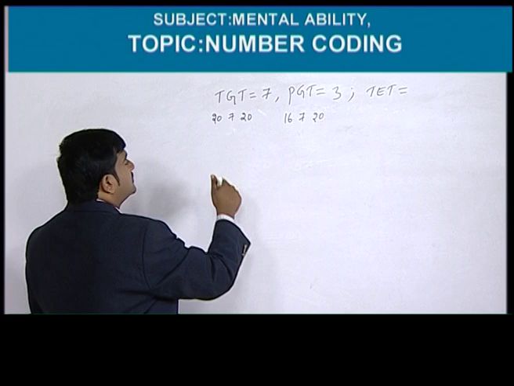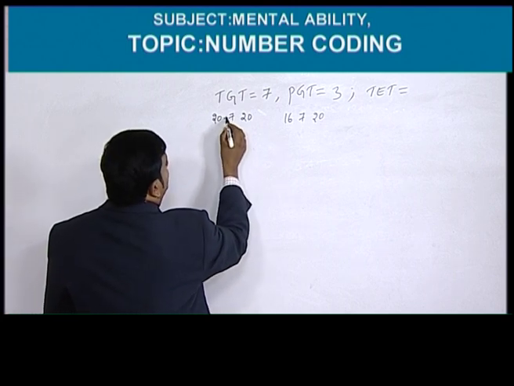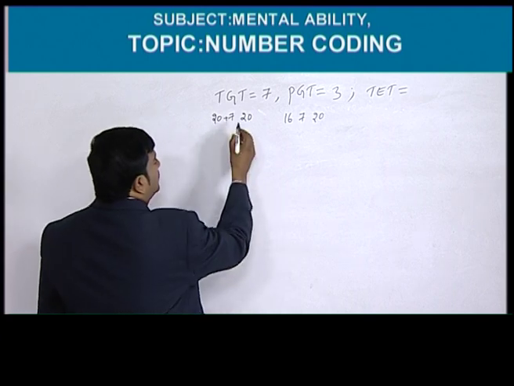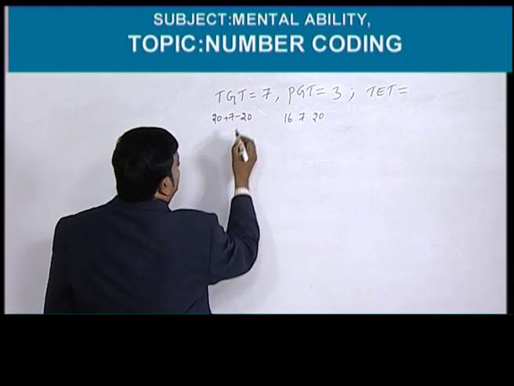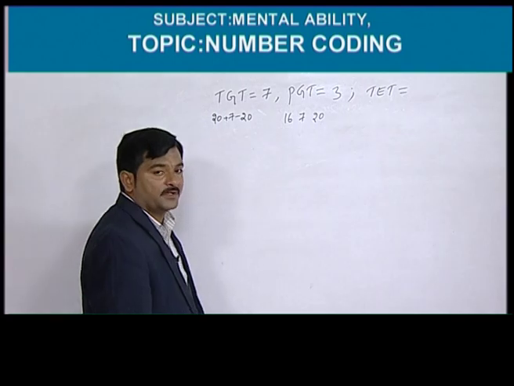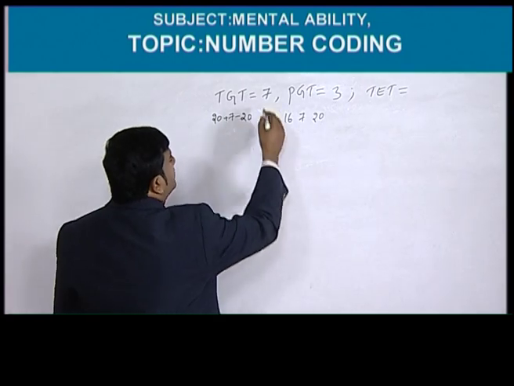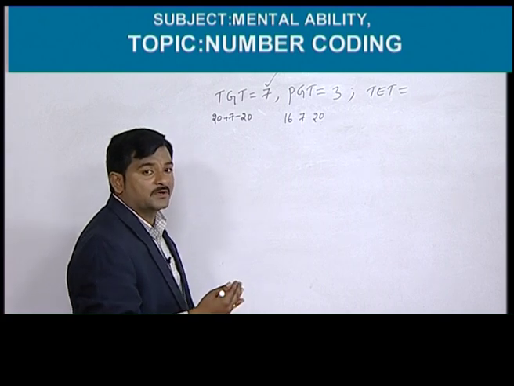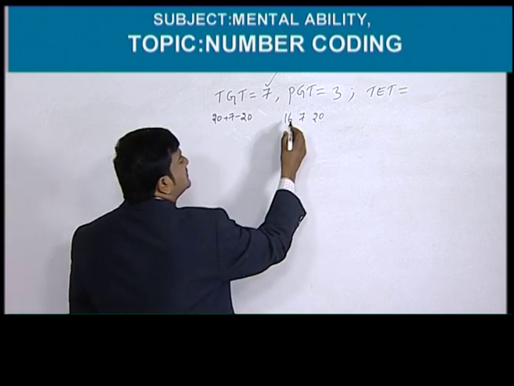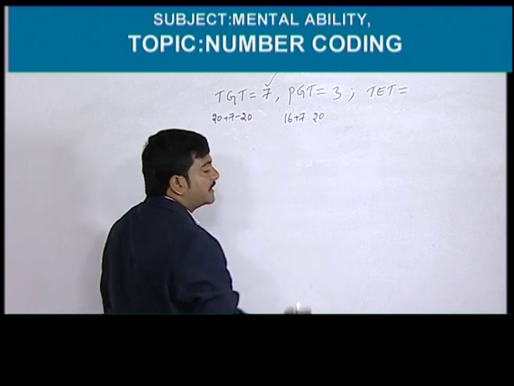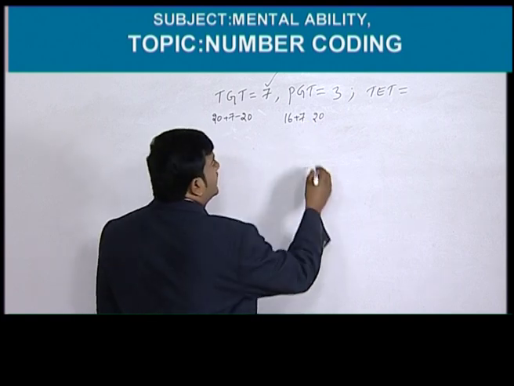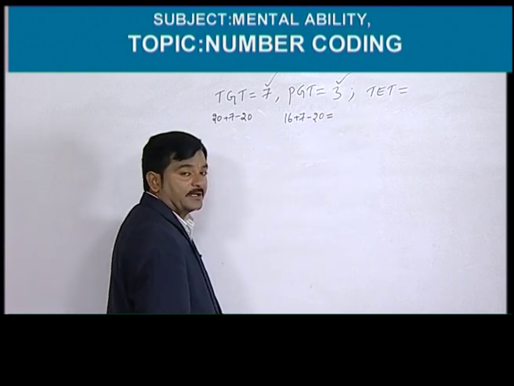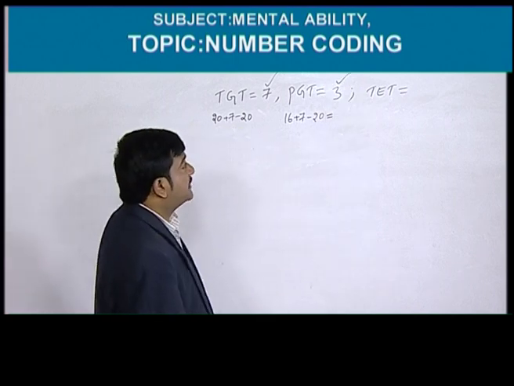How? See, add these two values. 20 plus 7, how much am I getting? 27. From 27 subtract 20. Subtracting 20 from 27, how much am I getting? 7. Okay, whether this concept is applicable for the second word or not, we will see. 16 plus 7, how much am I getting? 23. Subtracting 20 from 23, how much am I getting? 3. Hence that relation is established here.